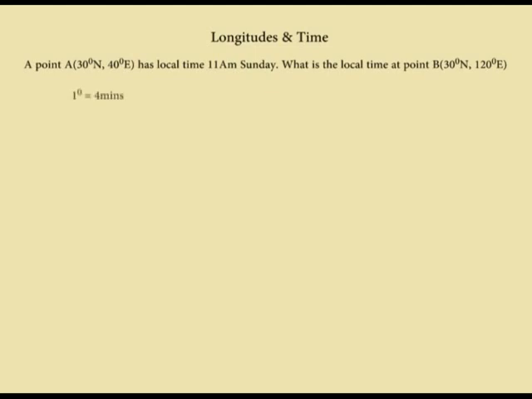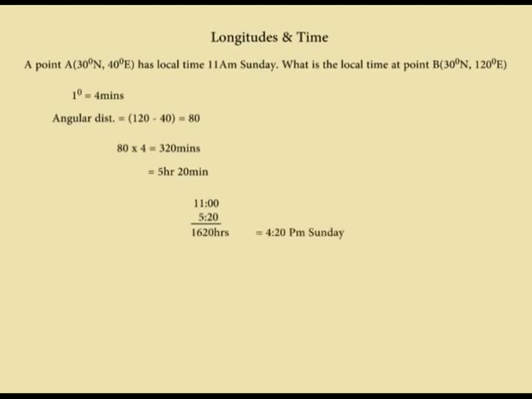1 degree is equal to 4 minutes, and the angular distance between these 2 points is 120 minus 40, which is 80 degrees. 80 times 4 is 320 minutes, which is equivalent to 5 hours, 20 minutes. Because B is ahead of A, we add this difference. 11 AM plus 5 hours 20 minutes will give us 1620 hours or 4:20 PM Sunday.